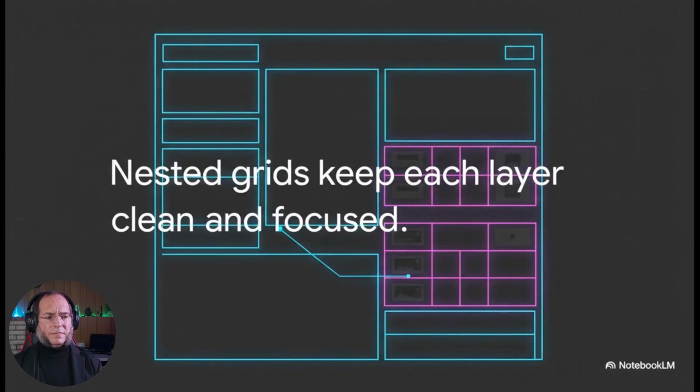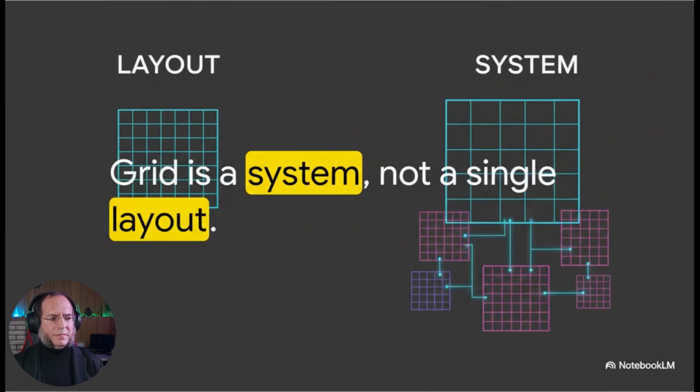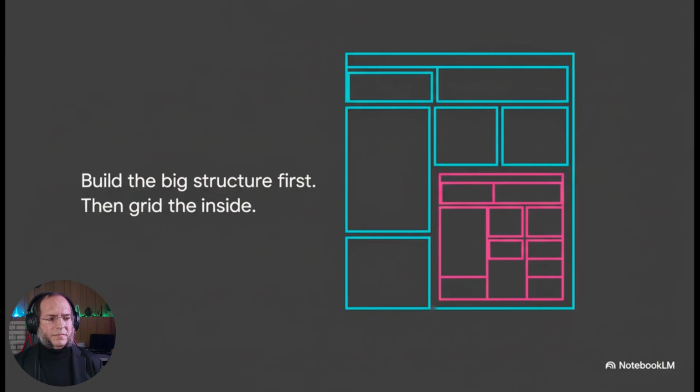Instead, let nested grids keep each layer focused on its own job. It's cleaner. See, grid isn't a single layout you make. It's an entire system you use. So don't just build one grid. Your real job is to compose them.